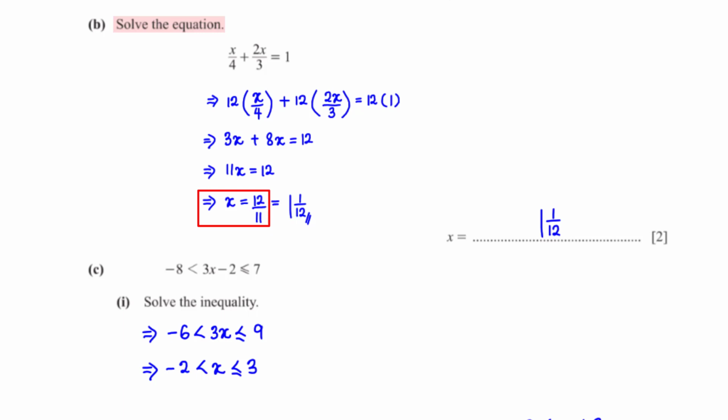This is an improper fraction, and we can convert it into a mixed fraction. 11 goes into 12 one time with a remainder of 1, which we divide by 12. And so we have 1 and 1 over 11.